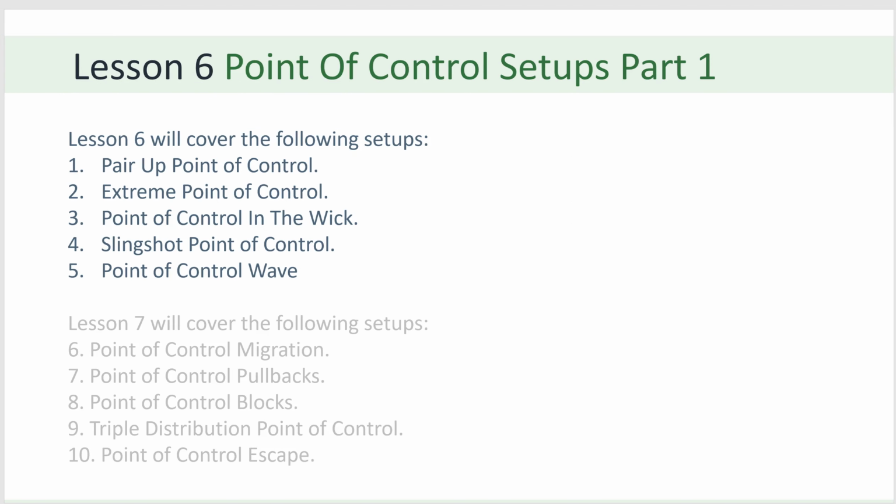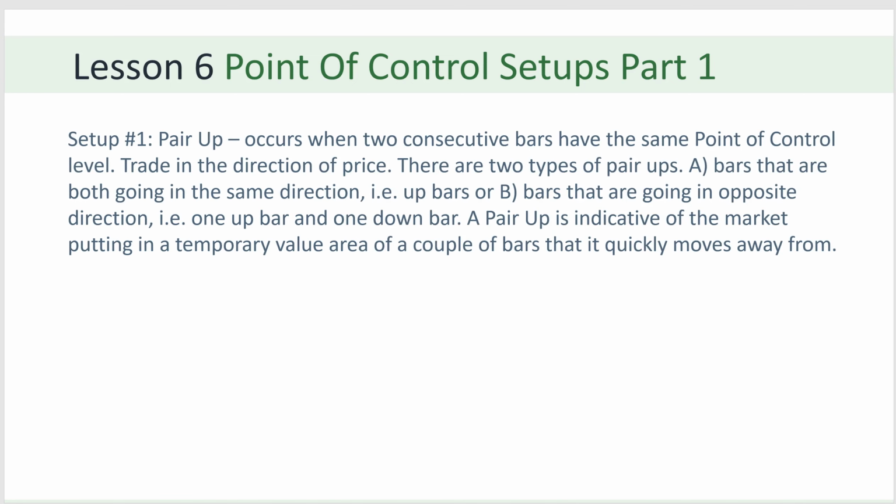So, in this lesson, I'm going to cover the following setups: pair up point of control, extreme point of control, which I talked about a little bit earlier, point of control in the wick, the slingshot, and the wave, which are point of control patterns. Again, in the next lesson there are an additional 5 setups. My goal is not to say you have to use point of control in this way. No, you have to use point of control in a way that suits your trading style and your trading plan. So, setup number 1, the pair up.